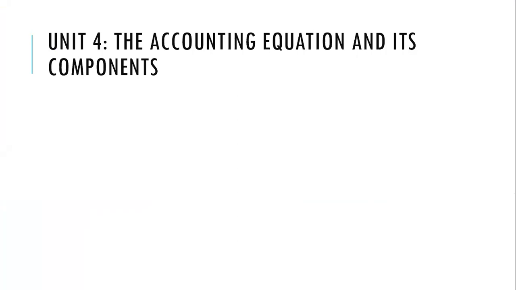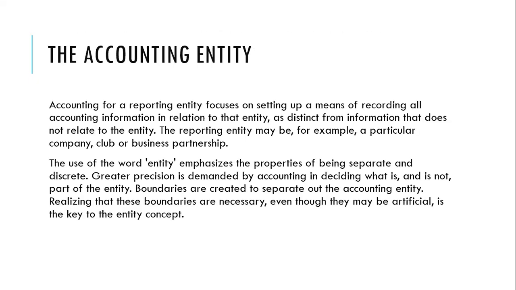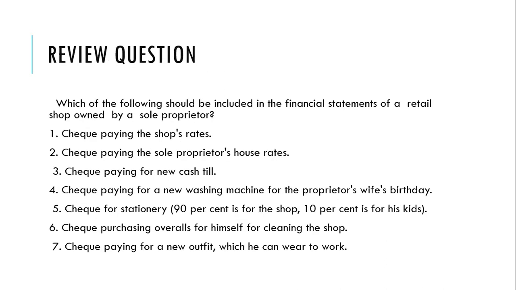Today we are looking at Unit 4, the accounting equation and its components. Now we are getting to accounting in detail. Earlier we looked at the basic accounting concepts, and we talked about the accounting entity, or the business entity: a business organization is separate from its owners. So the financial transactions of the business should be separated from the financial transactions of the owners of the business. That is very, very important, so it's a concept for us to take note of in accounting.